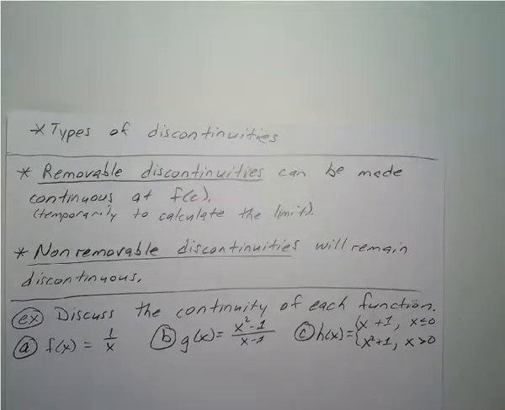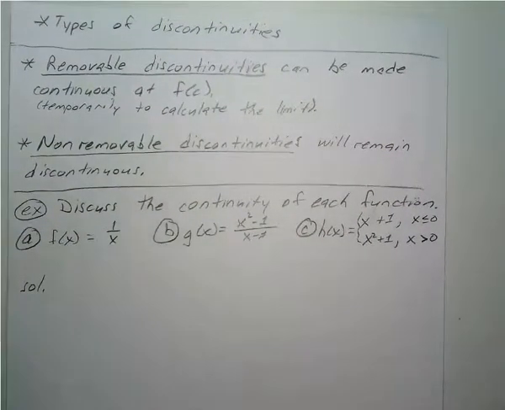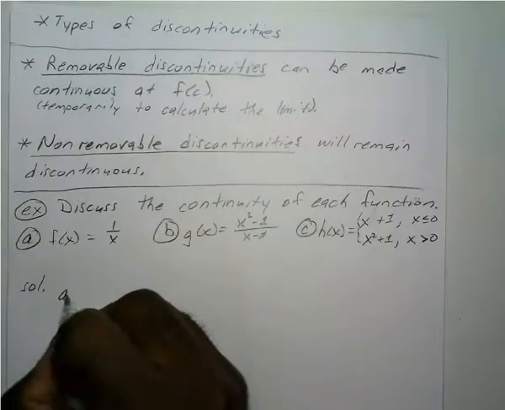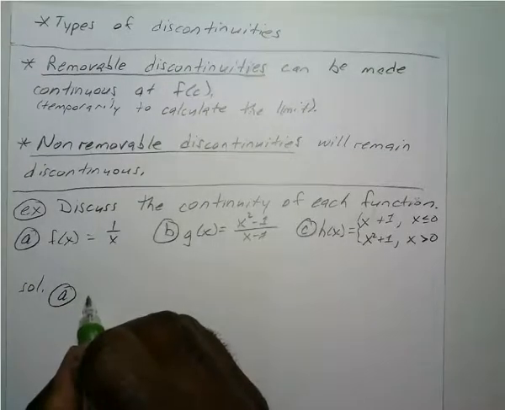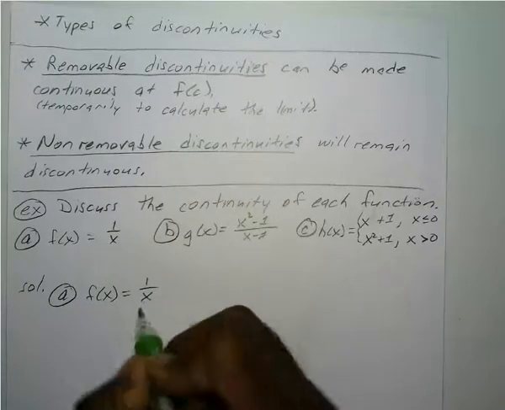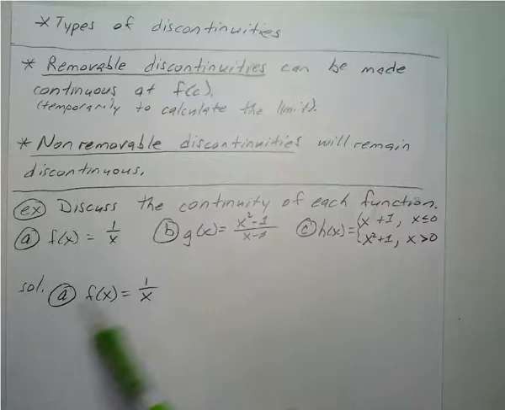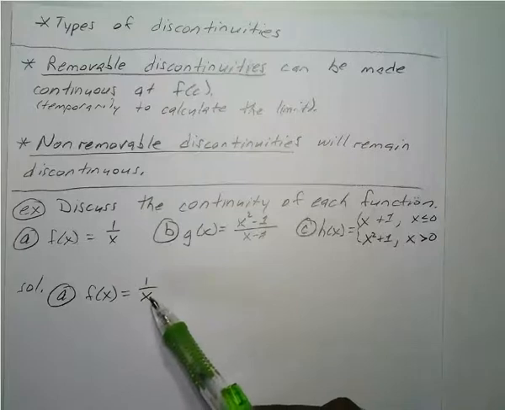All right, so let's go ahead and solve these, or better yet, just discuss them. Okay, so we'll start with problem A. Okay, so we're going to look at f of x equals 1 over x. Okay, so we can see here just by looking at this that we know the denominator can't equal 0. So x can't equal 0. So we know it's discontinuous at 0, because that's the one place where your denominator would be 0, and we can't have that.